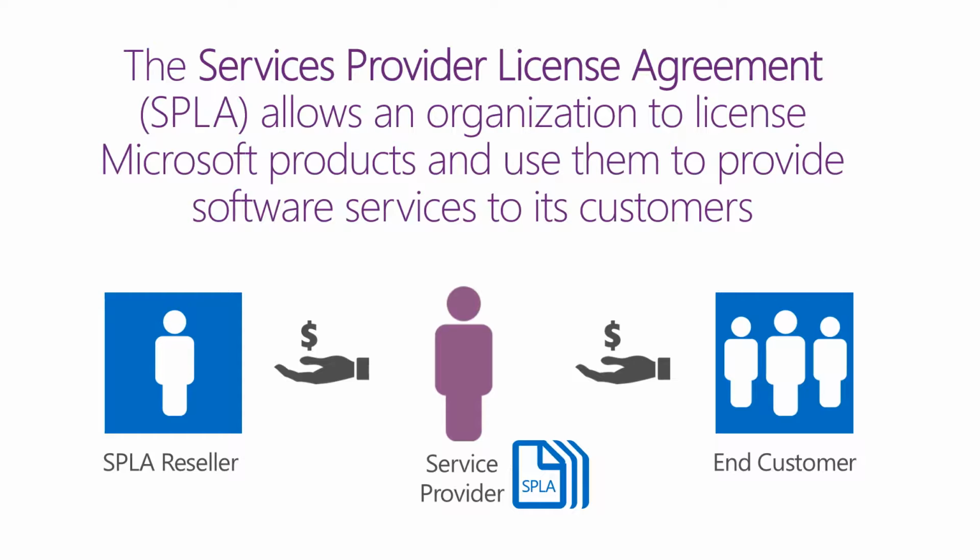We know that the service provider has to sign a SPLA to be able to offer these software services, and let's take a look at the steps involved in that now. So an organisation has decided that it wants to be a service provider and it now needs to sign the SPLA, and on this slide we'll look at the steps that they need to work through.